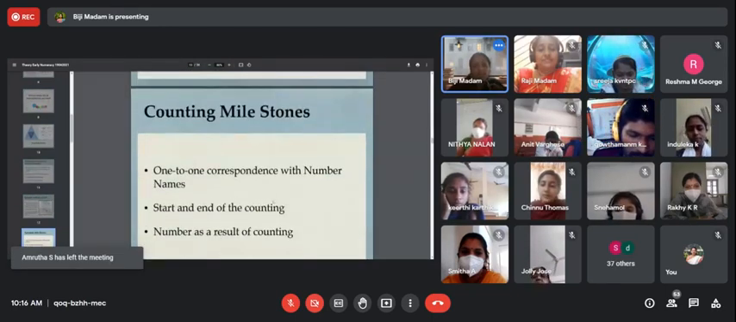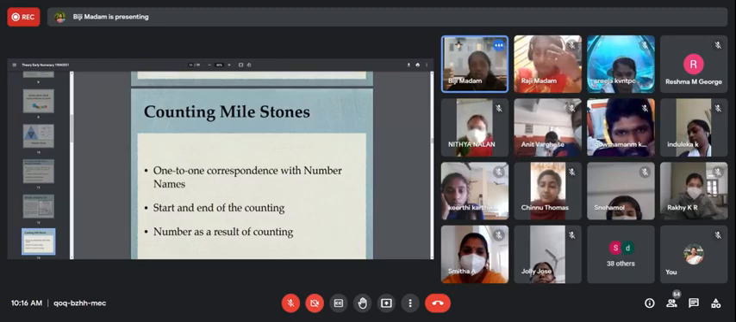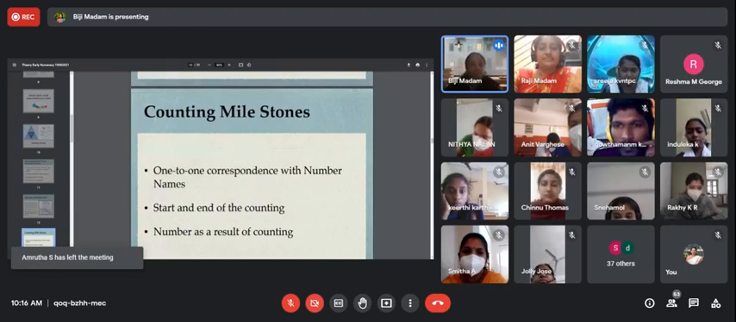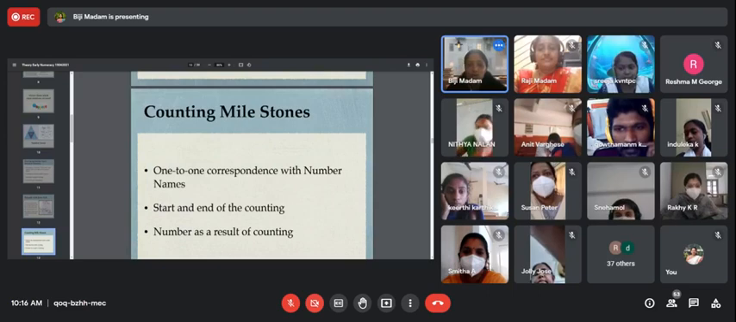So some of the milestones for counting, or what the child should learn before the child starts to count numbers, is one-to-one correspondence with numbers. You have seen that we start from the beginning in class 1 itself. It's not compulsory that the child knows all the numbers and has learned everything when admitted to class 1. So if the child does not know, we have to start from the beginning itself.